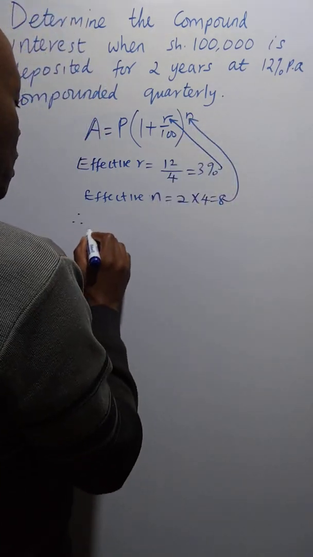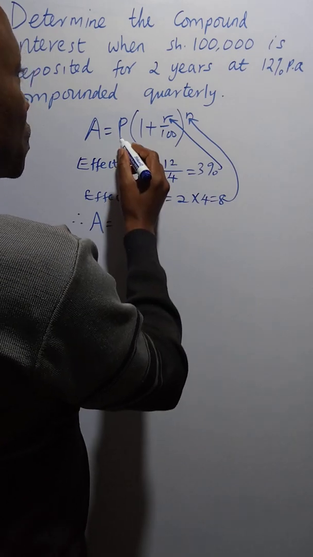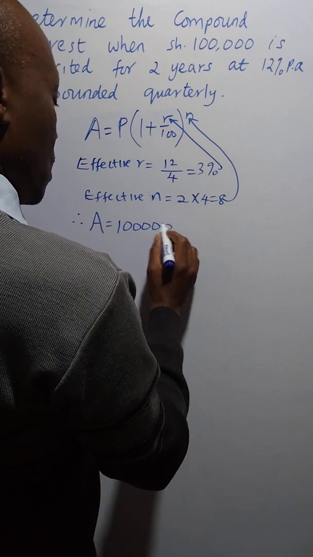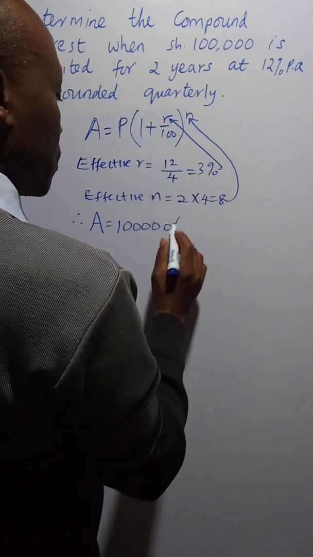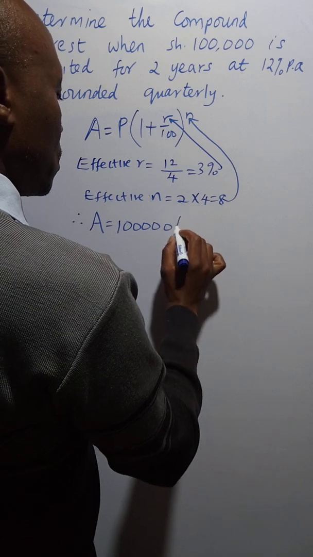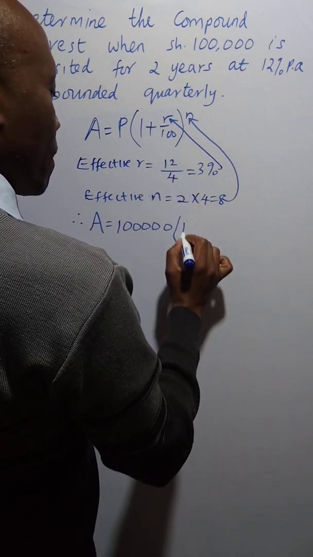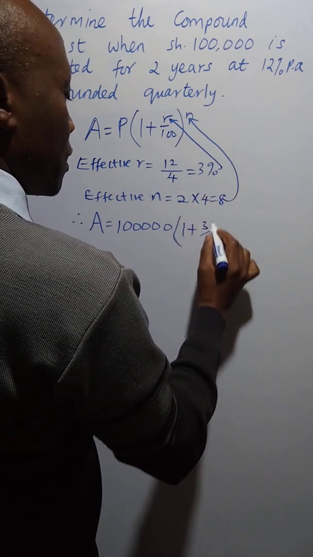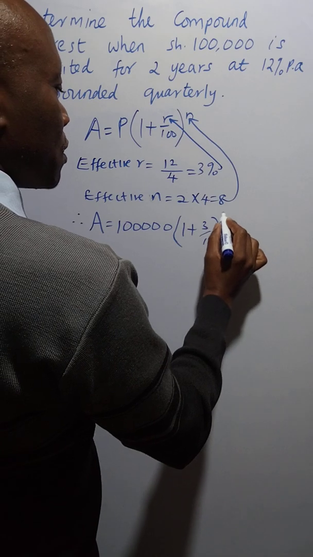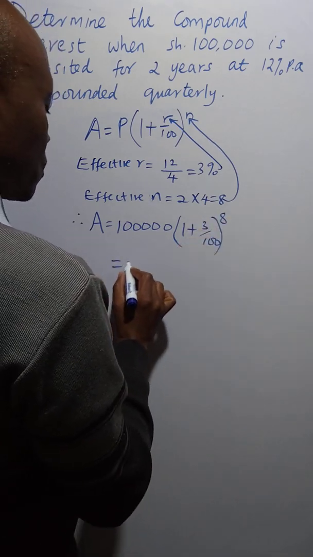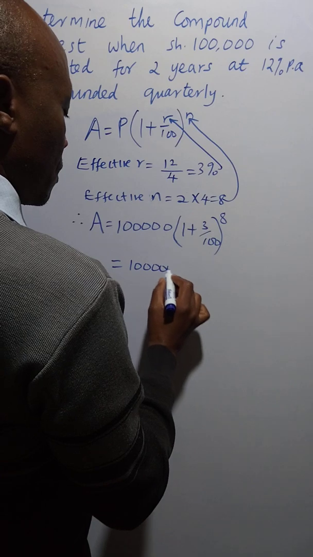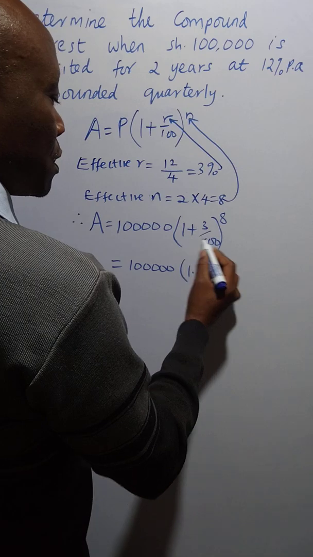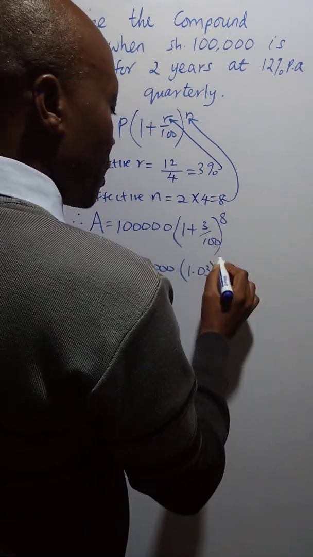So therefore, our amount will now be given by principal, which is 100,000 into 1 plus our rate, which is 3 over 100, raised to power n, which is 8. This is equal to 100,000 into 1.03, this one is in decimal form, raised to power 8.